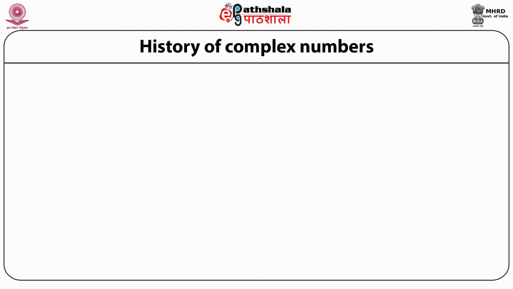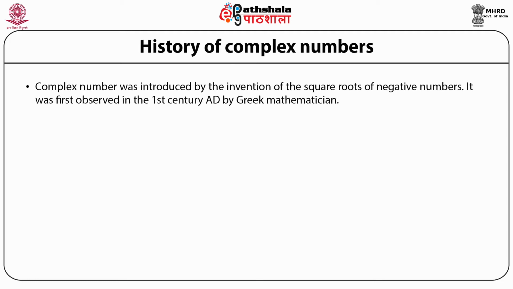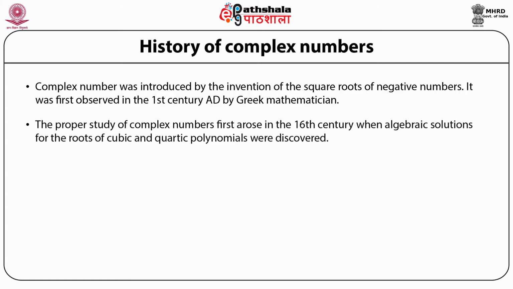We are going to see the history of complex numbers. The complex number system was first introduced, or the need arose, when people wanted to find the square roots of negative numbers. It was first thought about in the 1st century by a Greek mathematician. Then later, in the 16th century, the proper study of complex numbers arose when algebraic solutions of the roots for cubic and quadratic polynomials were analyzed and discovered.